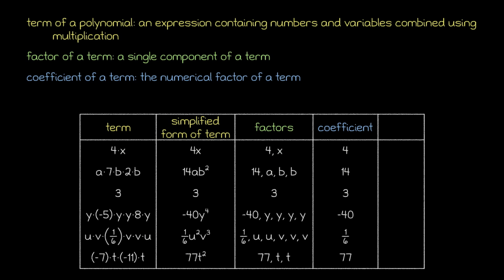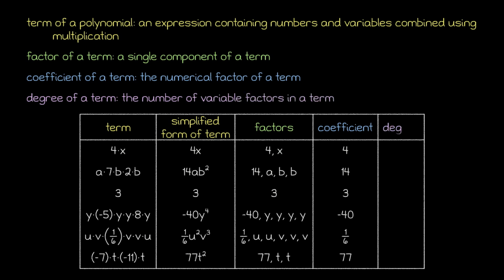Finally, let's define the degree of a term as the number of variable factors in that term. So in our first example, the degree would be 1 since the term has a single x. For the next example, though, the degree would be 3 since there's one a and two b's for 3 total variable factors. The third example might seem a little tricky since there aren't any variable factors, but that just means that the degree of that term is 0.